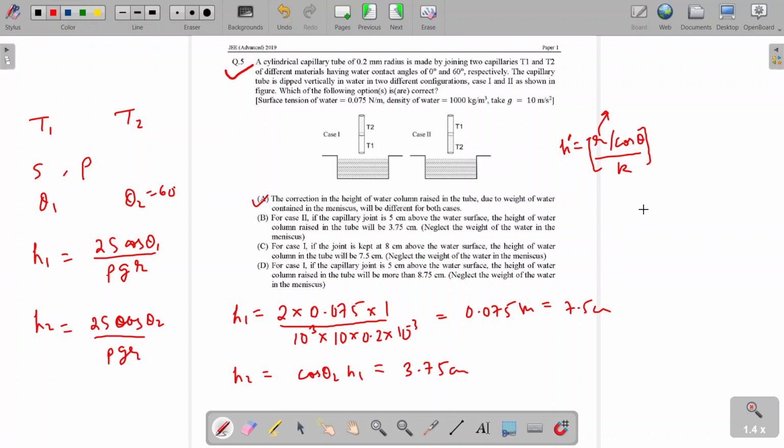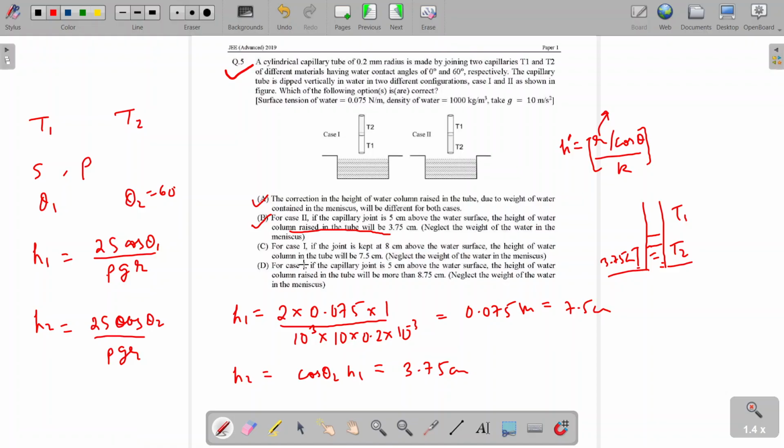Option B is case 2. So in case 2, capillary T2 is kept below, in which only 3.75 centimeter of water is going to rise. So this is how they are arranged. So the column raised in the tube will be 3.75 centimeter, which is correct.